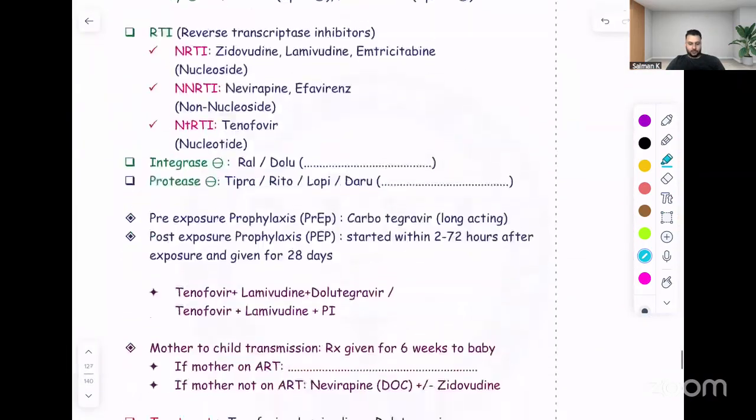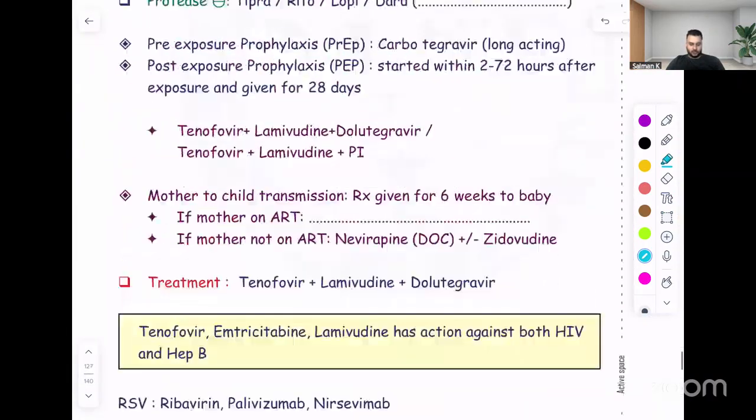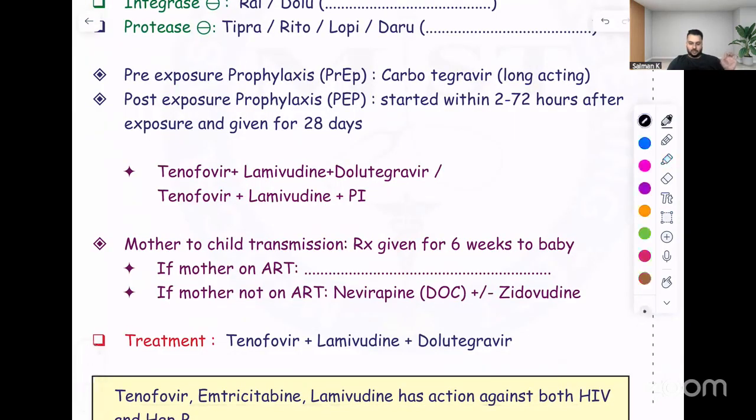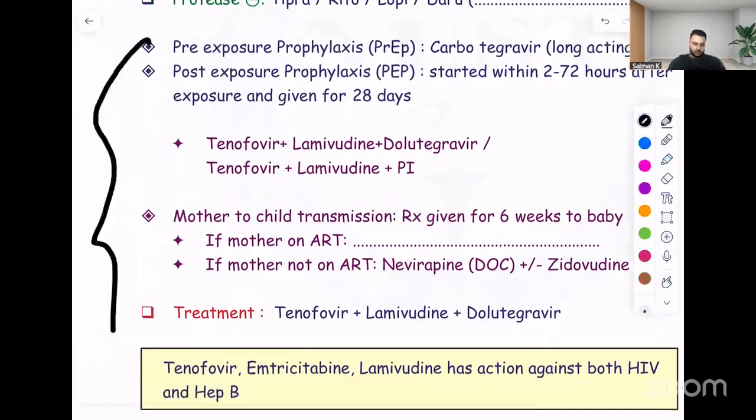Next, if you talk about HIV, let me just tell you this. Your question is going to come from this much area. There's a 90% chance your question is going to be from here. I'll cover that only. So, first thing, pre-exposure prophylaxis.